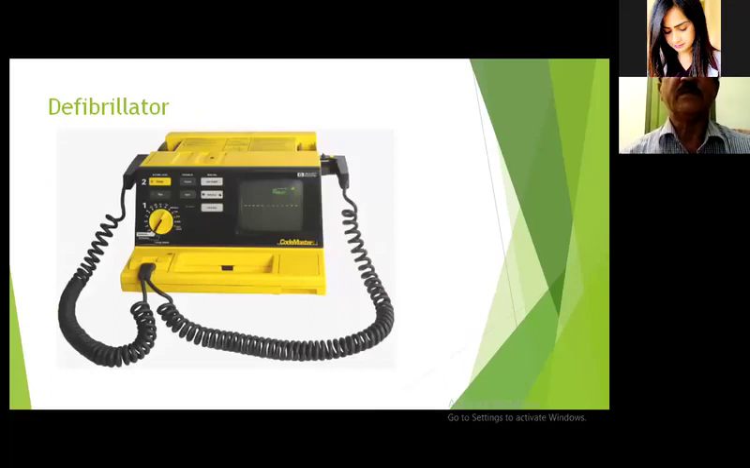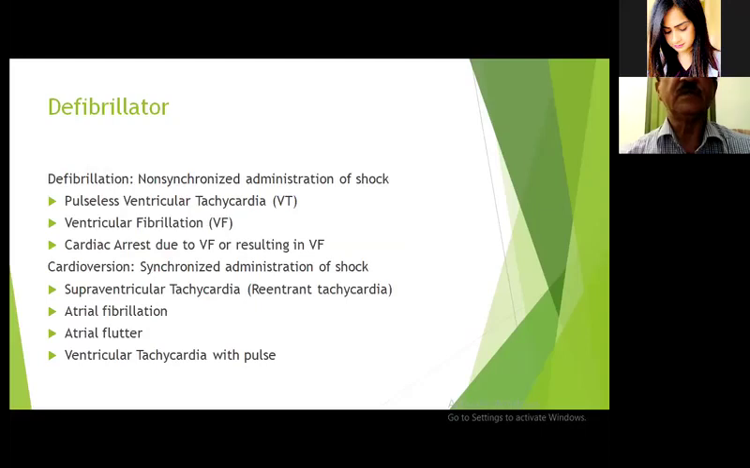This device is a defibrillator or DC shock machine. It is usually used for defibrillation and cardioversion. What is the difference between defibrillation and cardioversion? Synchronized and non-synchronized administration of electrical shock. There are buttons on the display of the defibrillator machine. One is synchronized and the other is asynchronized. You put the asynchronized or non-synchronized mode and press it.